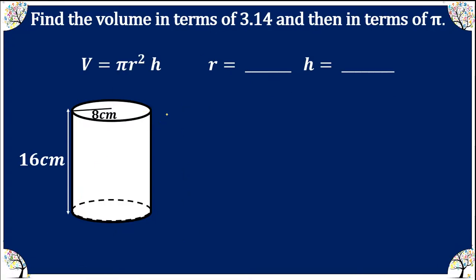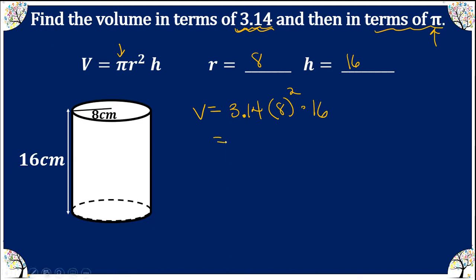So let's do our first example. We're going to calculate using 3.14 for pi, but then we're going to calculate it again simply using the symbol pi. So first of all, let's identify the radius. It is 8 centimeters. Our height is 16 centimeters. Now let's put this into our formula. So the first time we're going to actually use the estimated value of pi, 3.14. We put in our radius and it says we have to square it times 16.